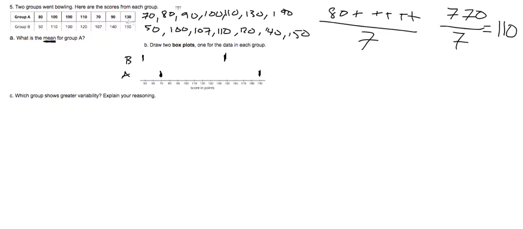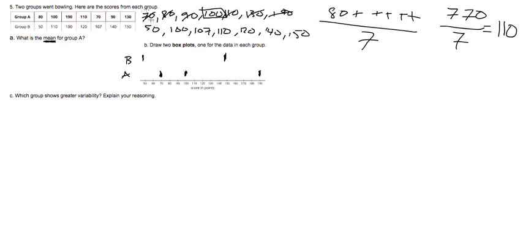Then what we need is Q1, Q2, and Q3. First step is finding Q2, or the median. The way we do that is that we're crossing these off until we get to our middle value here, which ends up being 100. So this is going to be our median, or Q2, for A. So we'll just put a straight line above that.